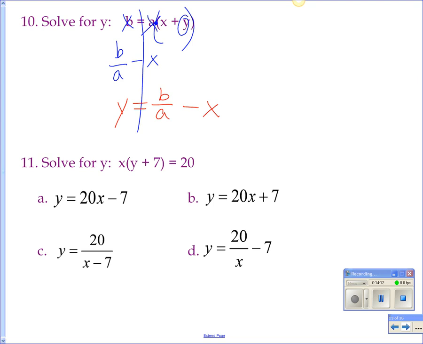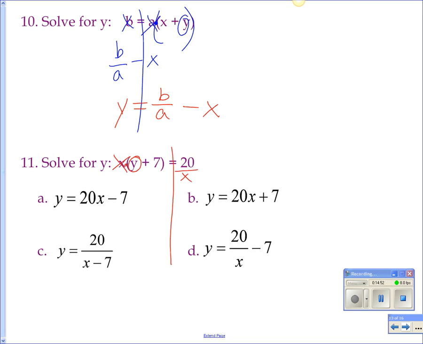All right, number 11. Write it down. X parentheses Y plus 7 equals 20. All right, Odin, what letter do I want you to circle? Molly, what letter's going to move first to the other side? Very good. And how do you get rid of it? You divide it because parentheses mean to multiply.